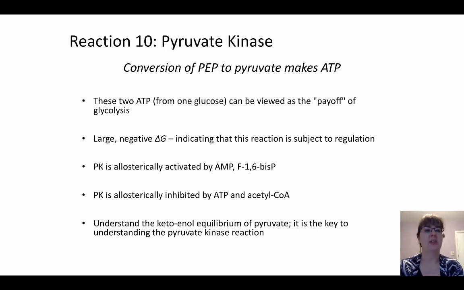This is also going to have a large negative delta G, given that this is going to be subject to regulation because of that. It's also going to be allosterically activated by AMP and fructose 1,6-bisphosphate. It's going to be inhibited by ATP and acetyl-CoA. As we go through, we'll also talk about the fact that this basically has two main steps in this mechanism, especially that keto-enol equilibrium of pyruvate.